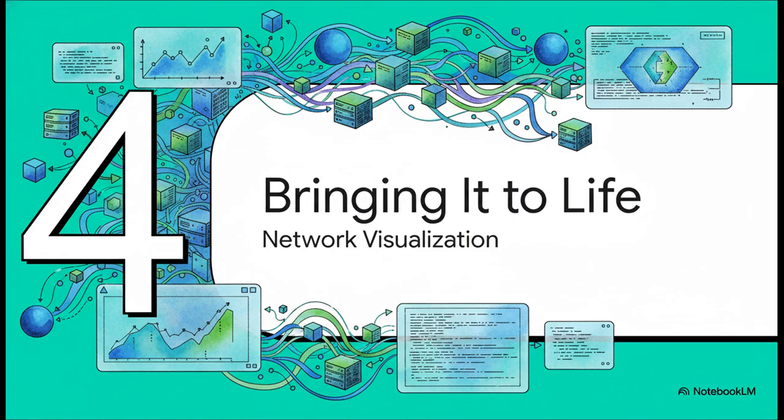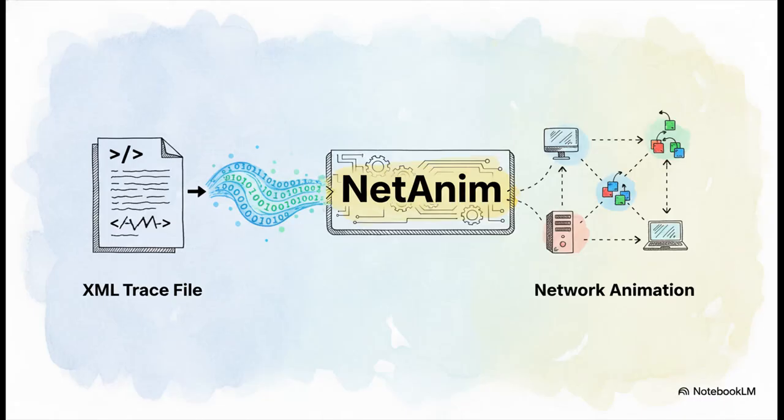Now, running a simulation and seeing a bunch of text fly by on the screen, that's one thing. But what if you could actually watch your virtual network in action? Well, that's where visualization comes in. So, let me introduce you to NetAnim. This is the official visualizer for NS3, and it's a game changer. During a simulation, you can tell NS3 to generate this special XML trace file. NetAnim reads that file and turns it into a full-blown animation. You can see your nodes, you can watch the packets travel across the links, and you can observe how the network behaves over time. It is an absolutely invaluable tool for debugging and just building your own intuition.